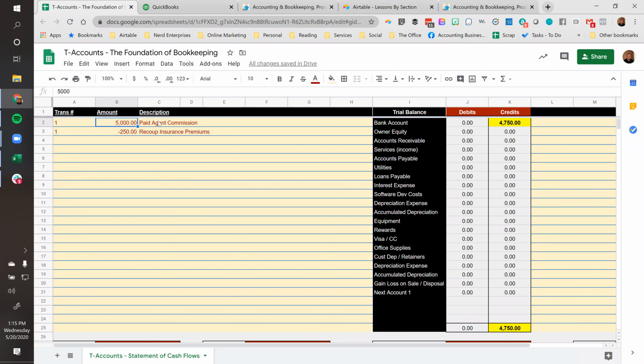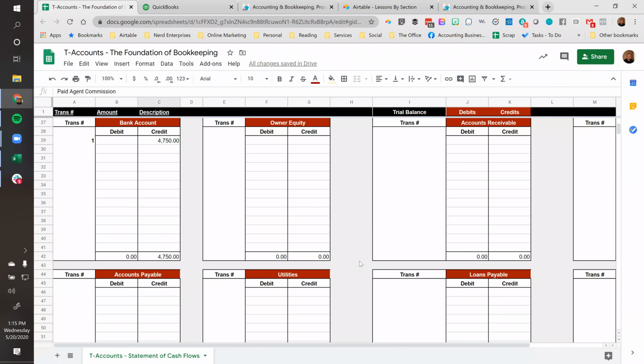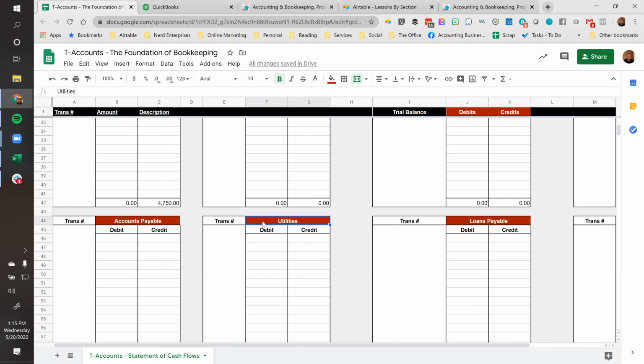So what are the other two pieces of this? I have $5,000 going to an agent commission expense, right? Now, I probably don't have that in the T accounts here, so I'll just take this one. And again, everything's linked up. So if I go in and change the title in the T accounts, we'll call it agent commissions paid. Okay, this is an expense, right? So expenses get debited, right?